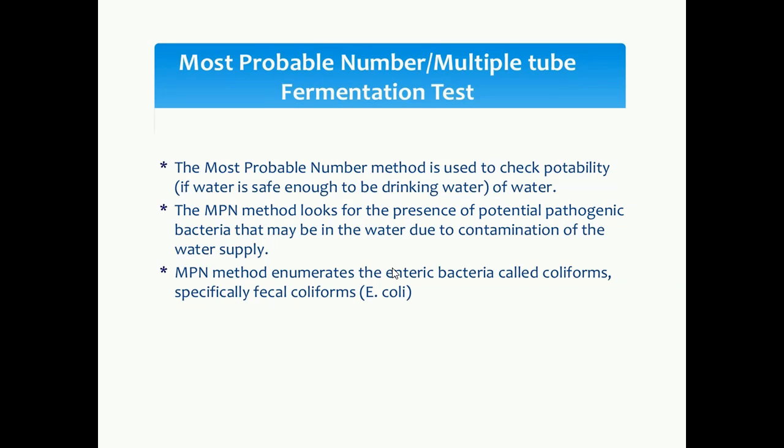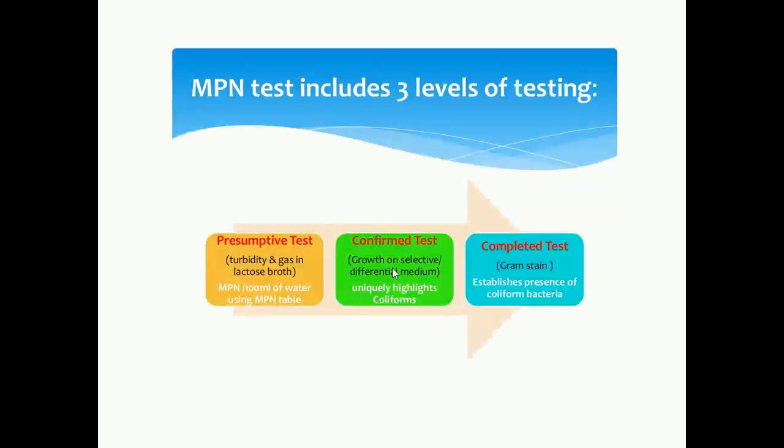The MPN method looks for the presence of potential pathogenic bacteria that may be in the water due to contamination of the water sample supply. Next one, the MPN method enumerates the enteric bacteria called coliforms. Specifically, fecal coliform is nothing but E. coli. Next one, the MPN test includes 3 levels of testing.